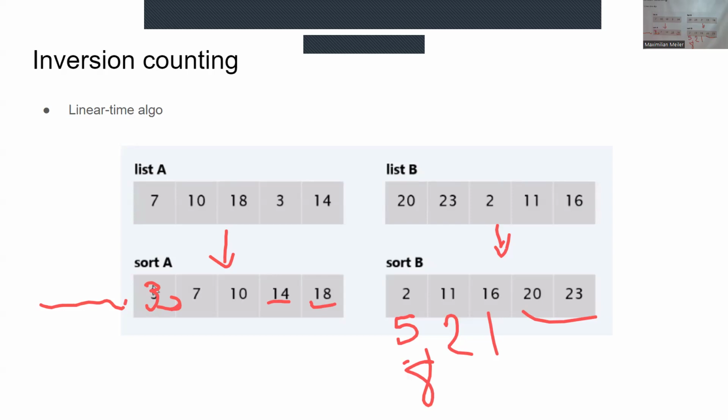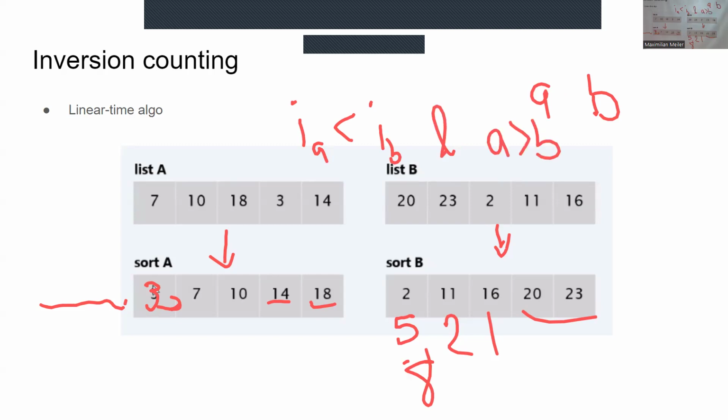Sorry, I might not have explained this as well as I should have. So an inversion happens when you have 2 numbers, A and B, and the index of A is less than the index of B, so it comes before it in the list, but the value of A is greater than the value of B.